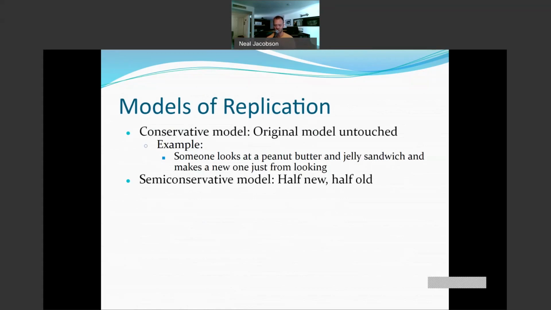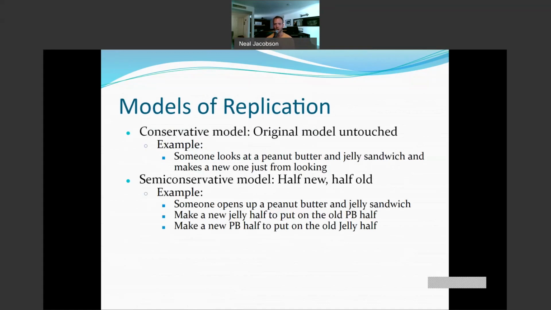And so what you end up with when replication is done is 2 sandwiches, half new, half old. One is new peanut butter on old jelly. The other sandwich is old peanut butter on new jelly. Hopefully I said that right. So anyways, hopefully that makes sense.